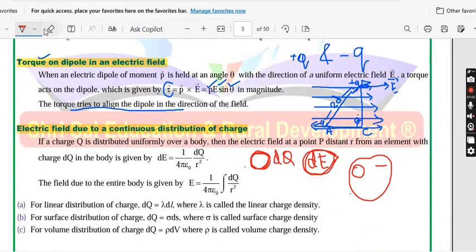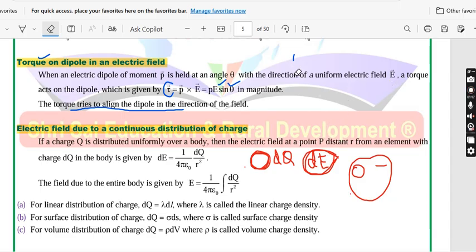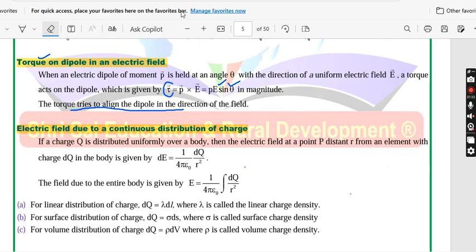So in today's class, let us discuss torque on a dipole in an electric field. See, what is torque on a dipole in an electric field? This is the main important concept related to your syllabus, that is torque on a dipole in an electric field.